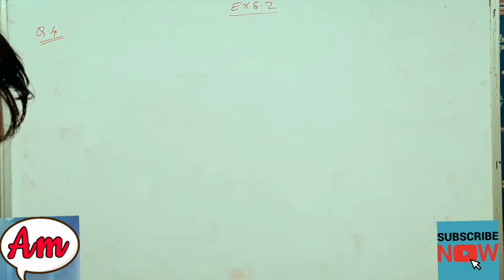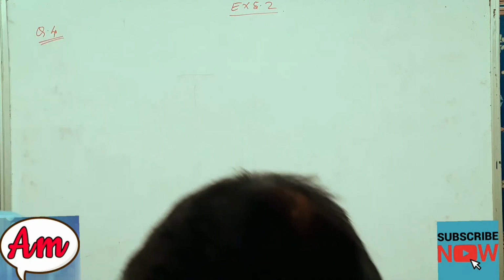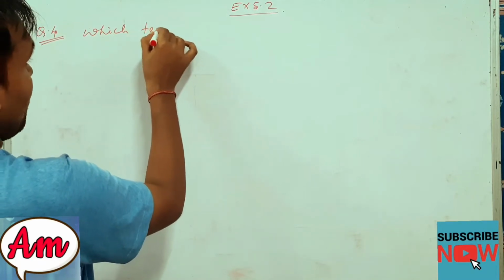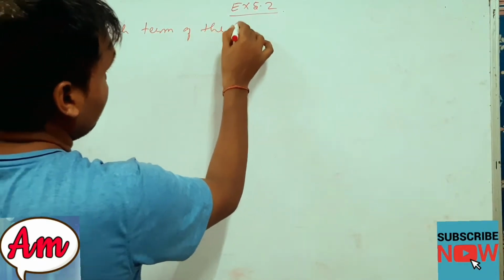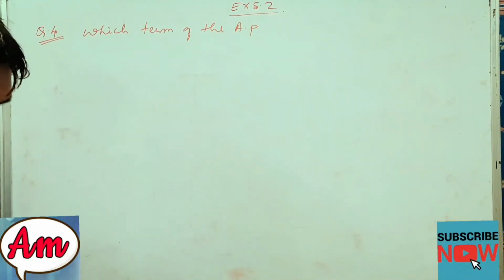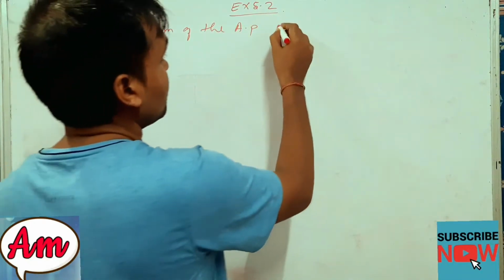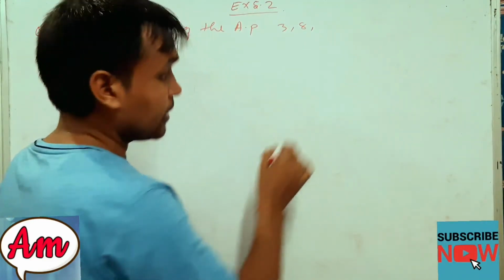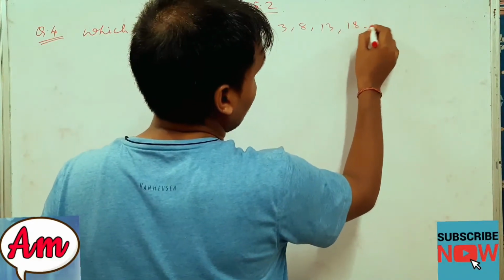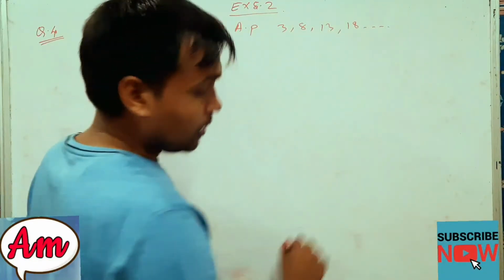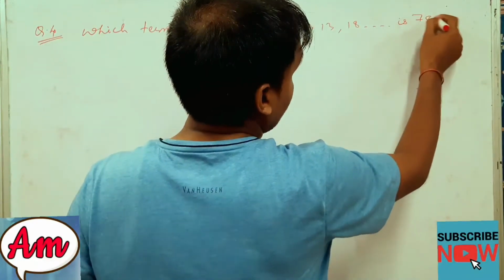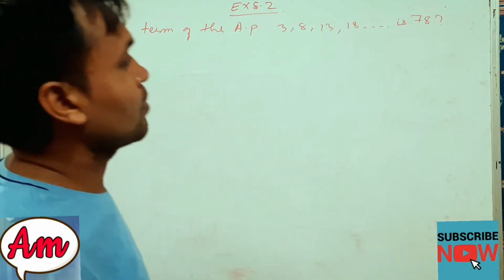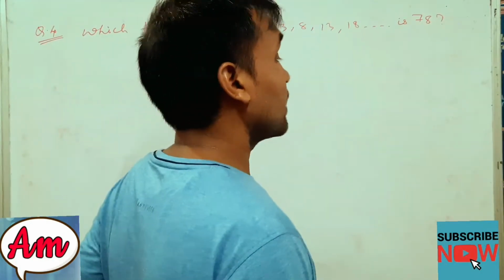It says, which term of the AP 3, 8, 13, 18, dash, is 78. So this is the question. It's given, very simple it is. Which term of the AP 3, 8, 13, 18 is 78.